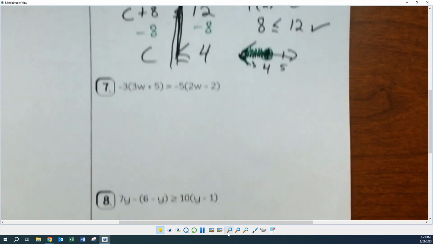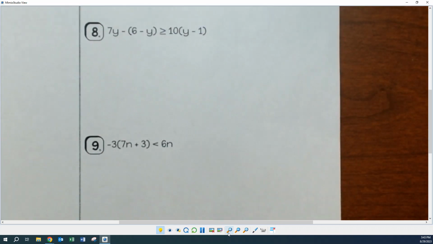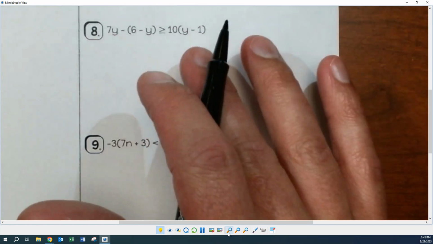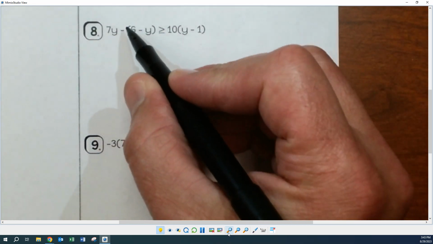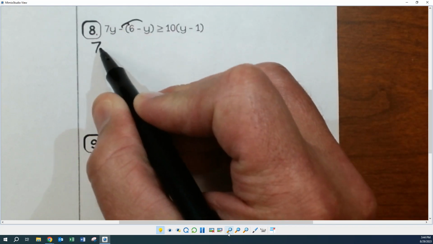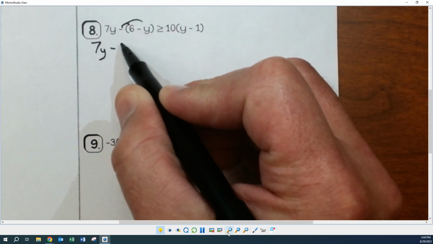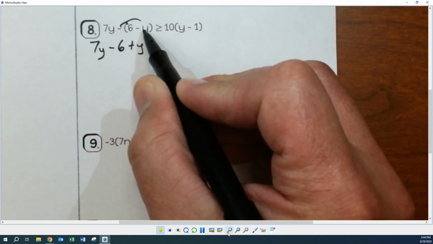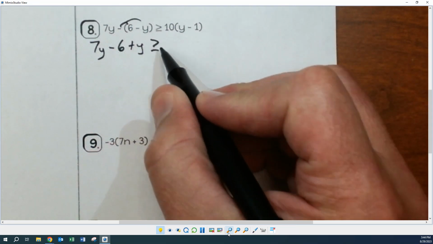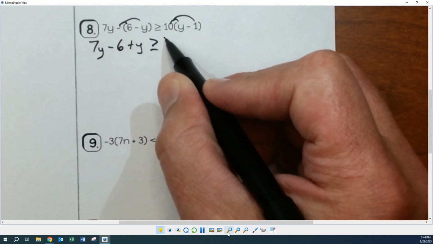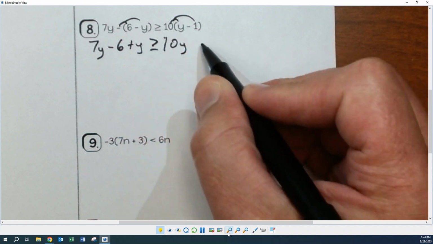The next problem I want to look at is problem number 8. My very first step, as always, is to distribute. Here I have to distribute this negative. So this becomes 7y minus 6 plus y, because a negative times a negative is a positive, is greater than or equal to 10. Oh, I got to distribute here. So that's 10y minus 10.